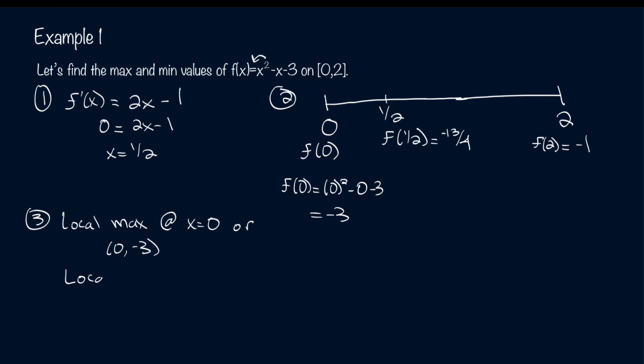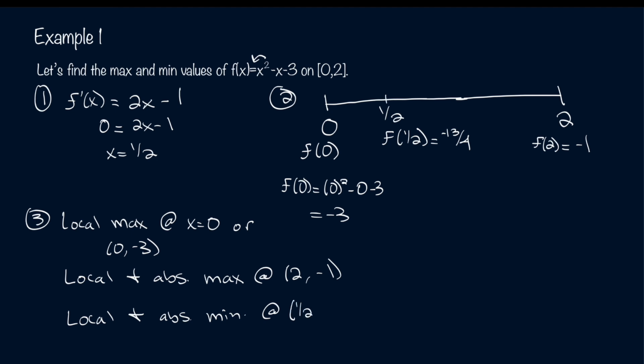And then our local and absolute max is at, if you can see, that negative 1. So it'll be 2, negative 1. And then our local and absolute min is going to be at that negative 13 over 4. So it is 1/2, negative 13 over 4. So as you can see, we followed that 3-step process, and that's what we're going to do in the next few examples.